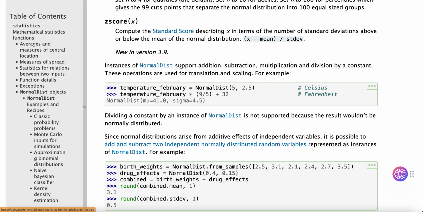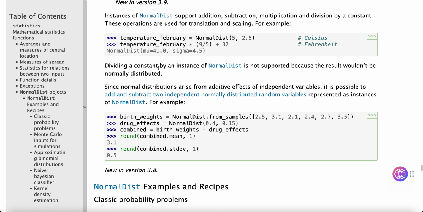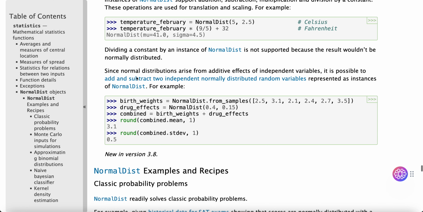Instances of NormalDist support addition, subtraction, multiplication, and division by a constant. These operations are used for translation and scaling. For example: temperature_february = NormalDist(5, 2.5) in Celsius; temperature_february * (9/5) + 32 gives Fahrenheit: NormalDist(mu=41.0, sigma=4.5). Dividing a constant by an instance of NormalDist is not supported because the result wouldn't be normally distributed.